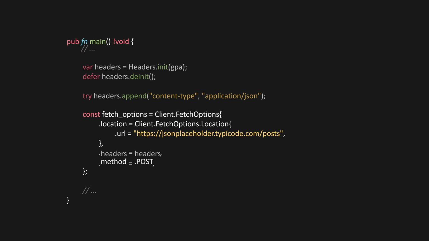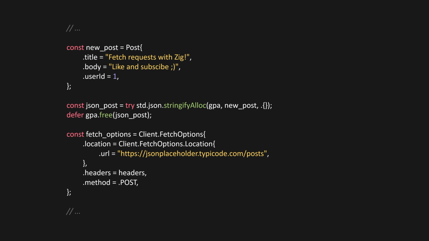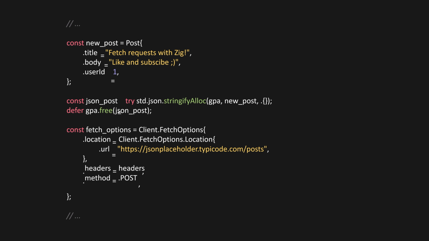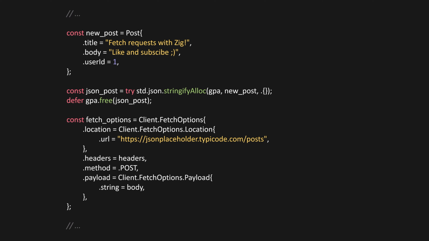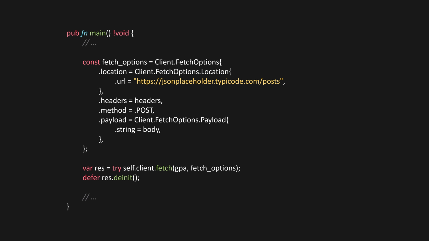We can do so by initializing an instance of headers and calling the append method. Let's create a struct according to the spec defined by JSON placeholder to hold the return data. We can now create a new post and stringify it using the stringify method. To make this example easier, we'll just use the allocating version, which returns the stringified struct. We can now specify this data within the payload field of the fetch options struct. If we wanted to send a file of data, we could also specify that within the payload field. Now, all we need to do is call our fetch method just as before and everything should work as expected.